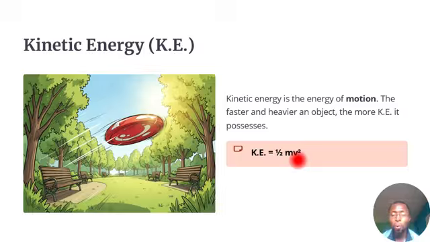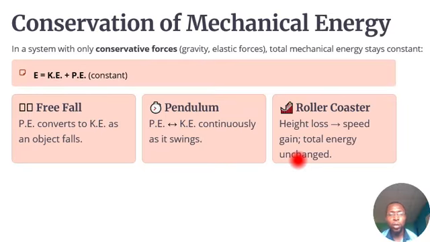Do not mix this formula up with the one for elastic potential energy, which is half k e squared, or half k squared. They are different.